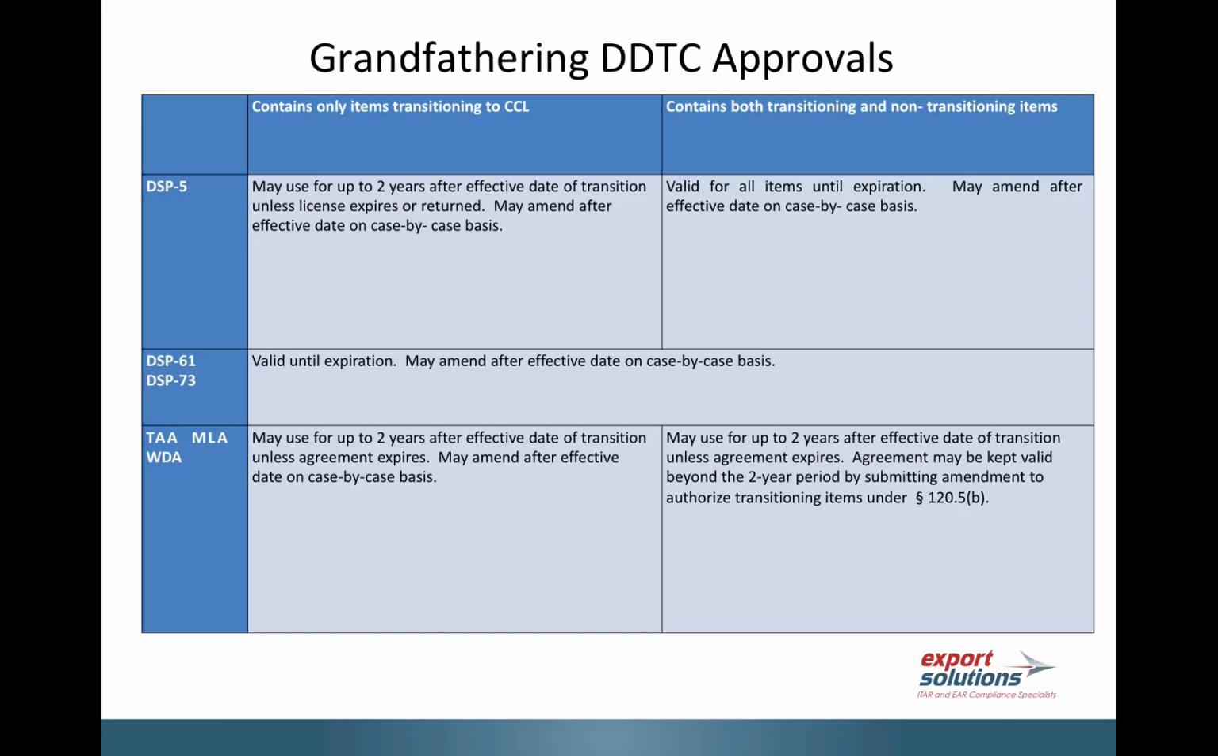This is a chart that, when you're able to download our presentation, if you are in a transitional period for ECR, you might want to print this one out and hang it up on your cubicle or office wall. But essentially, it describes the different kinds of DSP licenses, 5s, and then 61s and 73s, and then your agreements at the bottom. And it tells you that if that license or agreement contains only items transitioning to the CCL, and it describes how you can use them. If it contains both transitioning and non-transitioning items, it gives you your options as far as that's concerned. So I would use this chart. We're not going to go through it in gross detail, but essentially it's a handy-dandy way of explaining what I had on the previous 2 slides. So that's probably a good thing to print out.